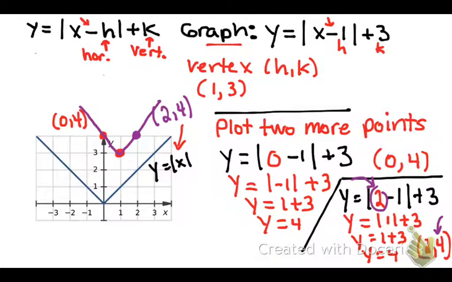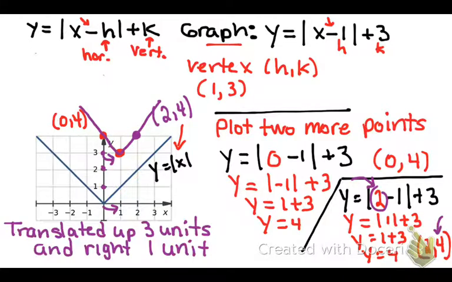And now we can see that we translated the original graph up 3 units, 1, 2, 3, until we get to the vertex of the purple graph, and we went over 1 in order to get to the vertex of the purple graph. Remember that a translation is a horizontal or vertical shift, so the size and shape of the graph doesn't change, just the position.